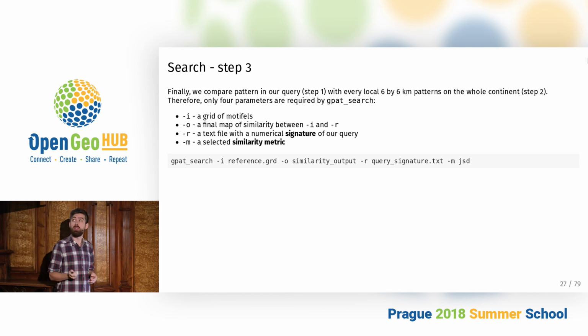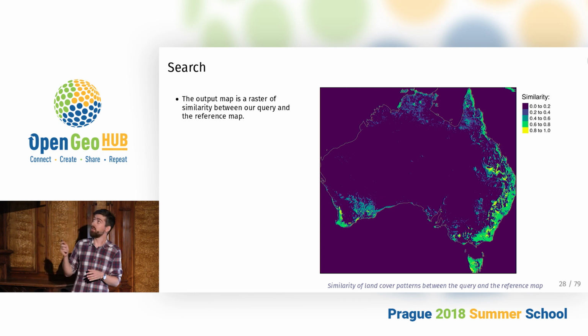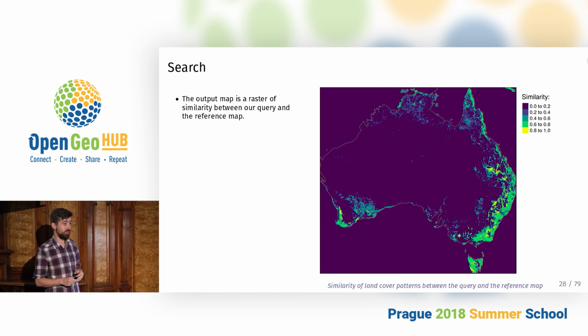And the final step is just to compare both. With GeoPAT search, we just compare our input, which is the output of step number 2, with the output of step number 1. And in this example, I'm using the default measure. The similarity measure I'm using here is Jensen-Shannon divergence. So let's go to the results. So that's the output of those 3 lines of code.